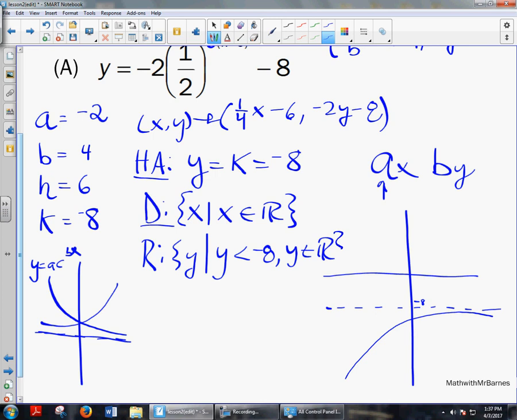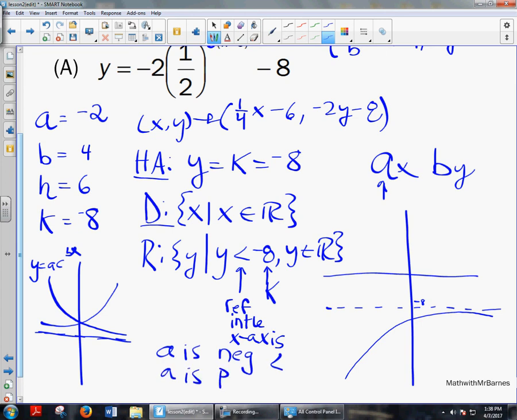What we need to consider for the range is we need to know the horizontal asymptote. That number right there is always going to be your K value or your HA. The only thing we need to consider is are there any reflections in the x-axis. So if A is negative, it's less than. If A is positive, it's greater than. Simple as that. It just reflects over that line. The B being negative doesn't really affect it because it's just going to flip over that X.